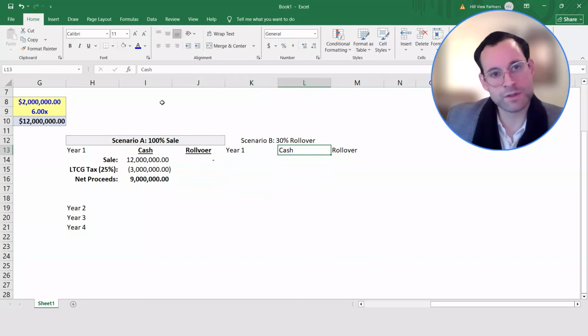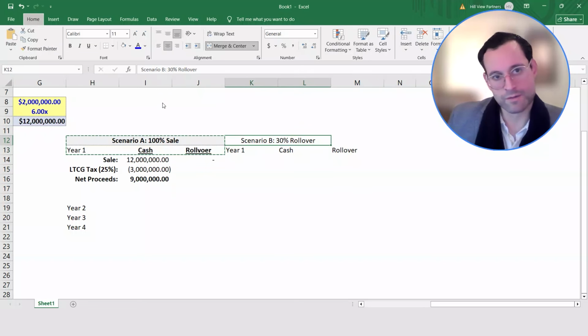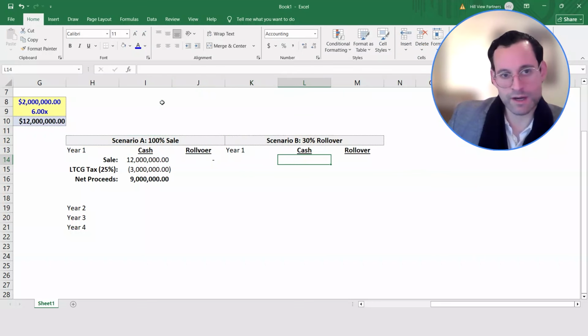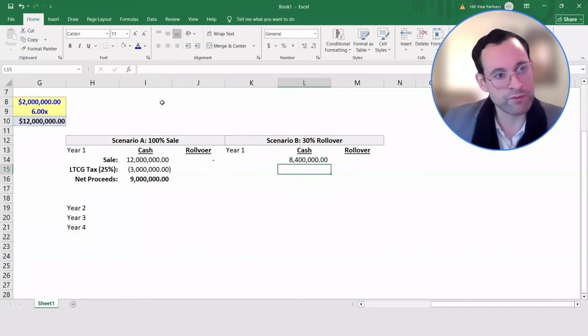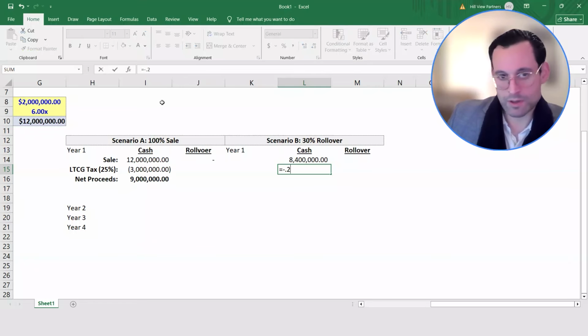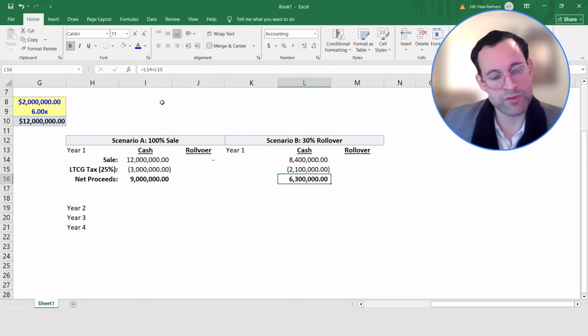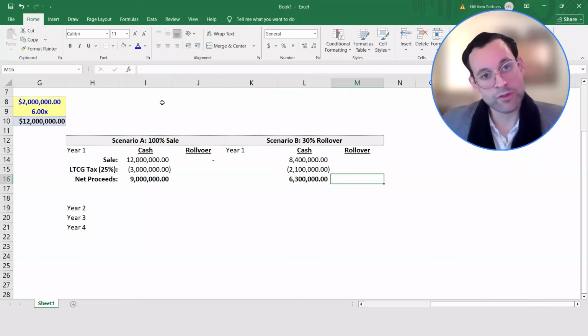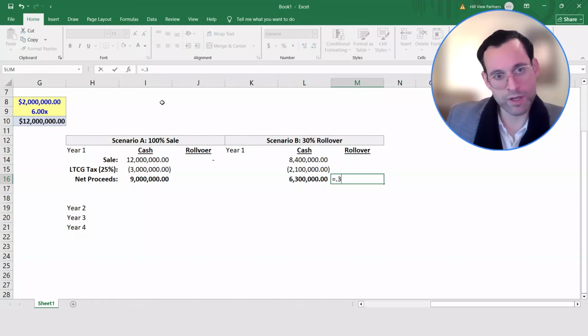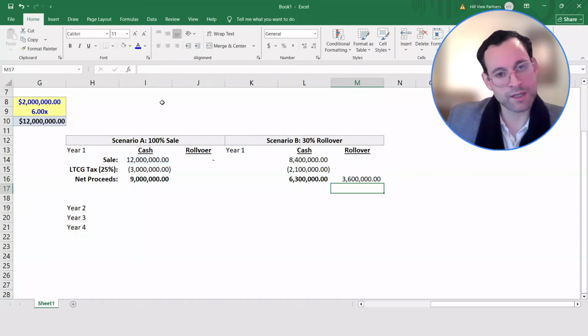All right, so let's do the same thing for scenario B. In this scenario, we're going to sell 70% of the company. So let's say 8.4. Let's apply the same 25% long-term capital gains tax. We'll have net proceeds of $6.3 million in cash. Rollover is going to be 30%, so 0.3 times sales.